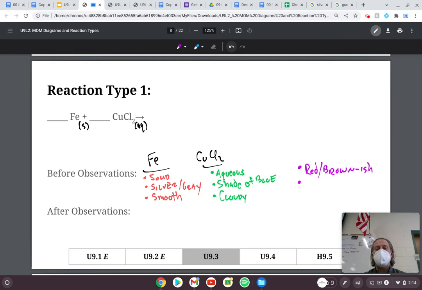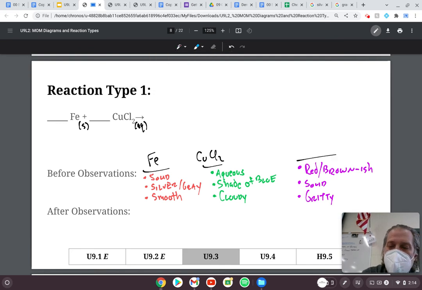What would you say about the state of matter for that reddish, brownish substance? Yeah, definitely a solid. And then I'm going to help you out here with what I think was the texture. I'm going to say it's gritty. So it wasn't quite smooth, but it was gritty.